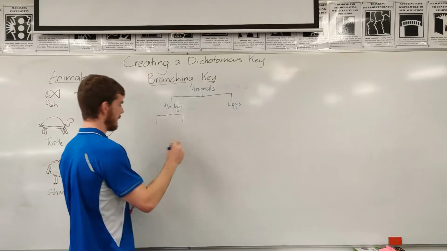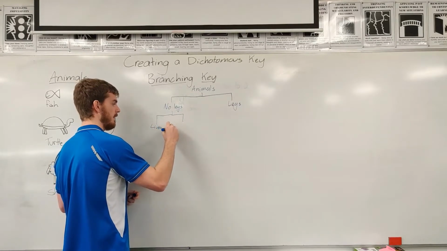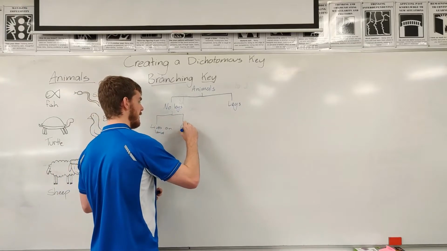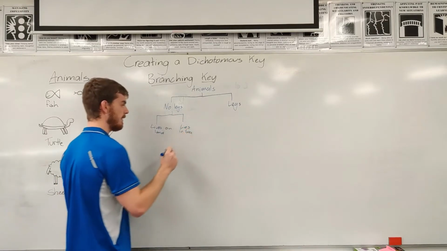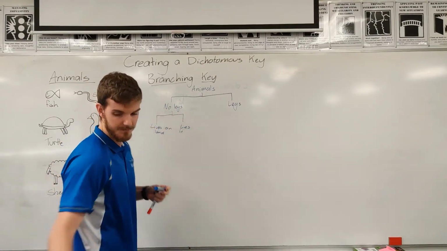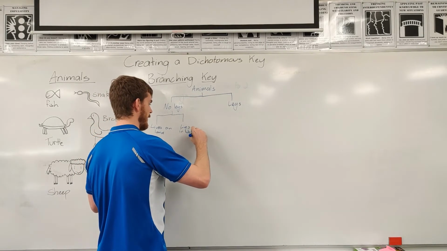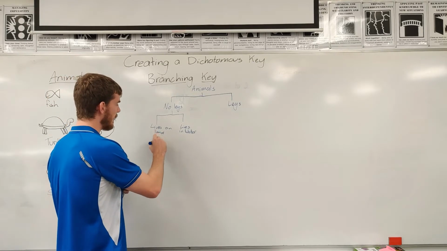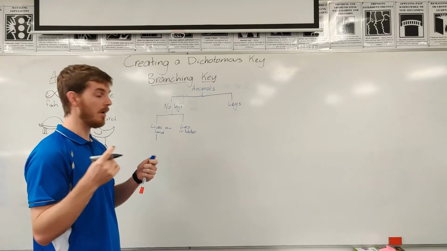So if I write lives on land and lives in sea. Oh no, actually, that's technically not correct. Fish live in rivers as well. So we go down. Now, from no legs and lives on land, we actually can't go any further.